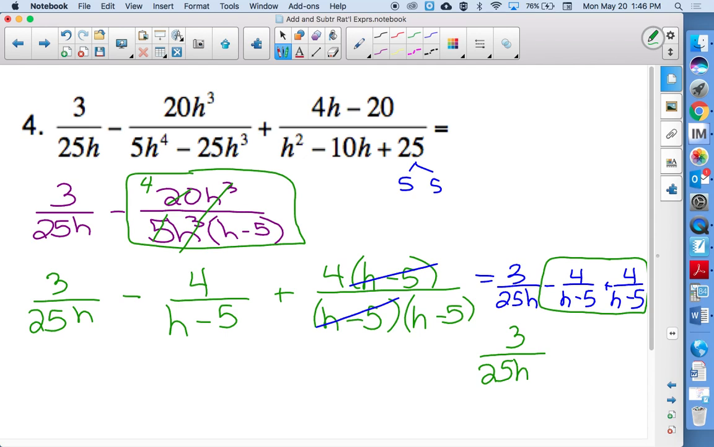Did you need to use common denominators at all? No. I was just simplifying. So sometimes fractions simplify and the common denominator part isn't even necessary. Questions?